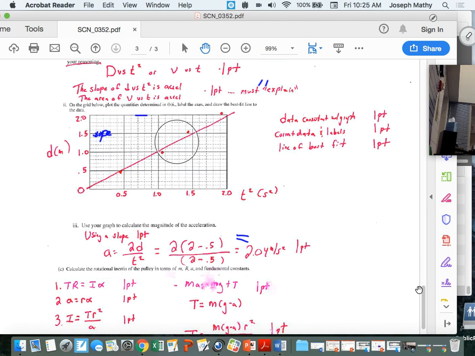And here's where a big step needs to occur. If you want to use your graph to calculate the magnitude of the acceleration, do you notice that I have to double my displacement from here to get my real acceleration? Yo, Matthew, why do you have to do that?